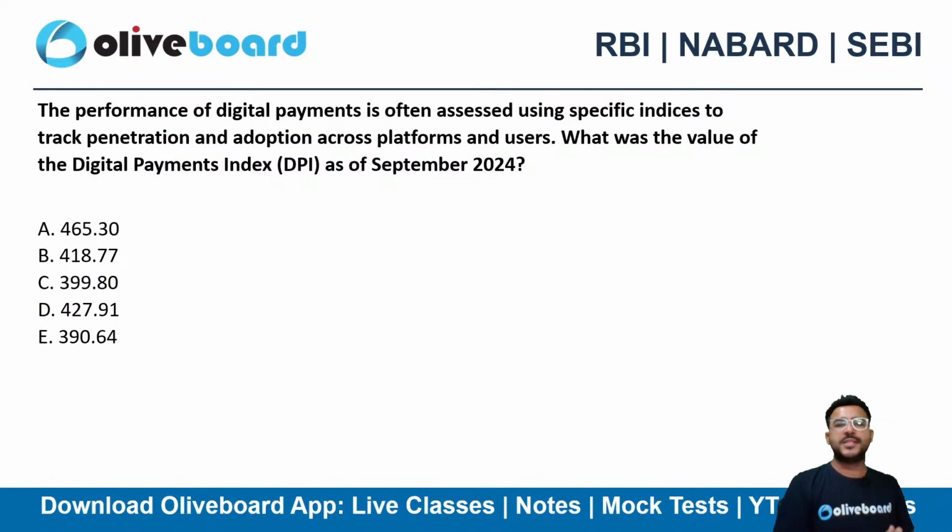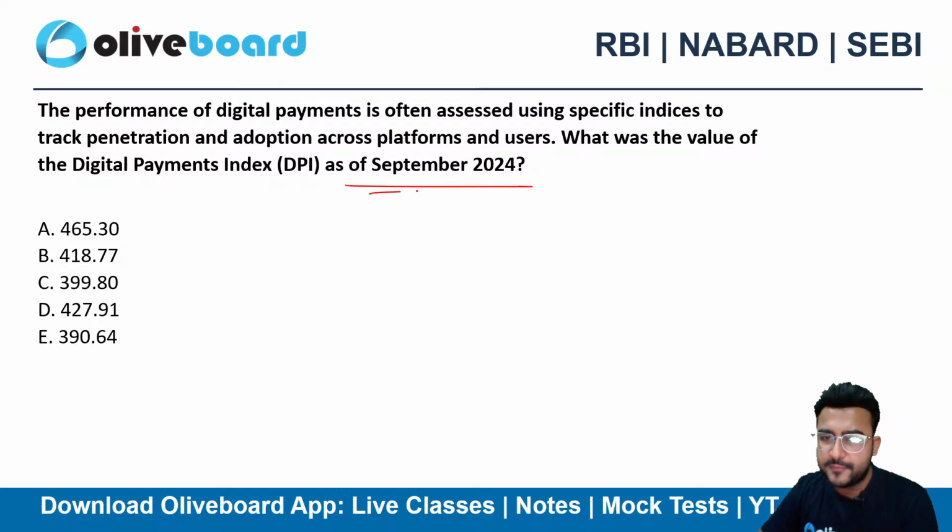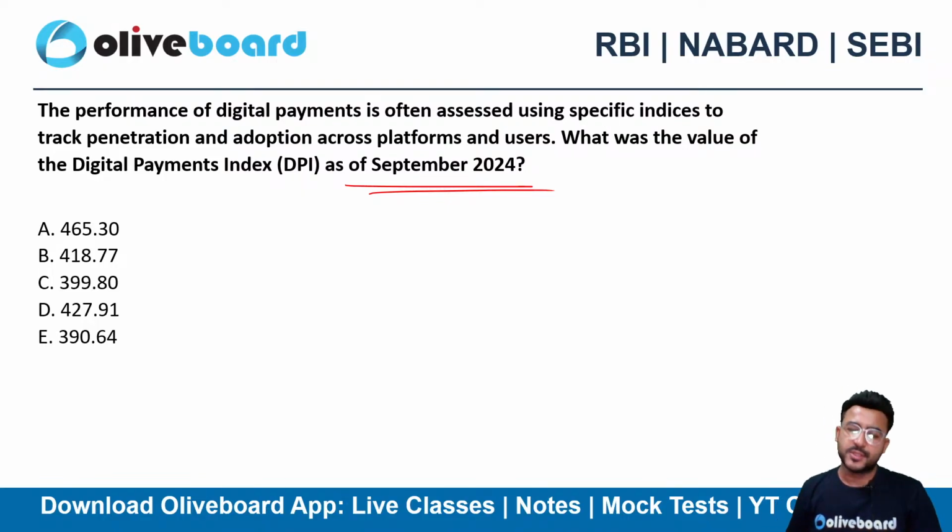Next is the performance of digital payments is often assessed using specific indices to track the penetration and adoption across the platform and users. What was the value of the DPI as of September 2024? So we are yet to receive the current data. We do have the data of September 2024 as of now. So can you guys tell me the data of digital payment index as on September 2024?